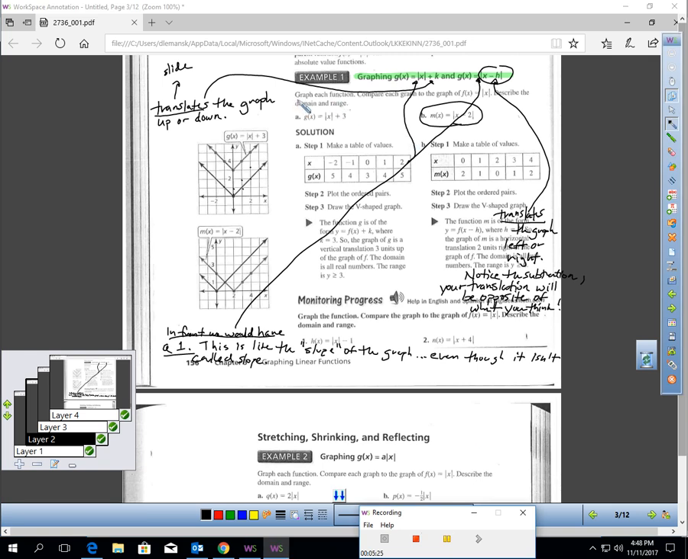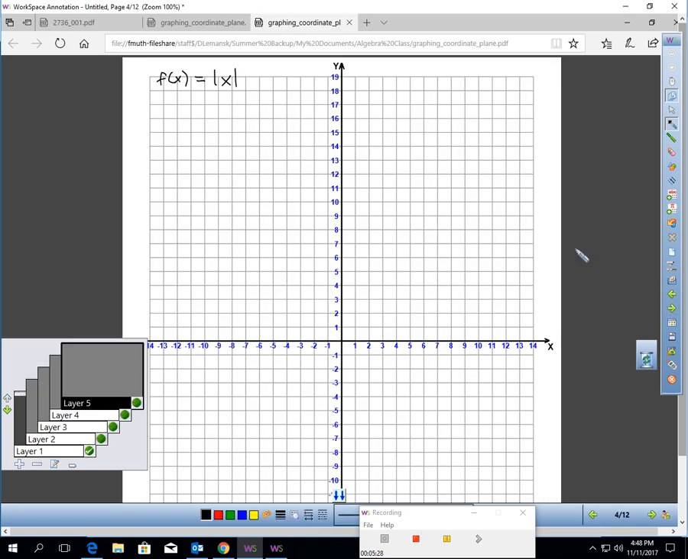So if I want to graph each function and compare each graph to the parent function, describe the domain and range, let's do this problem. I'm going to graph the parent function, then I'm going to graph this, and then I'll compare their domain and range. The parent function is easy.